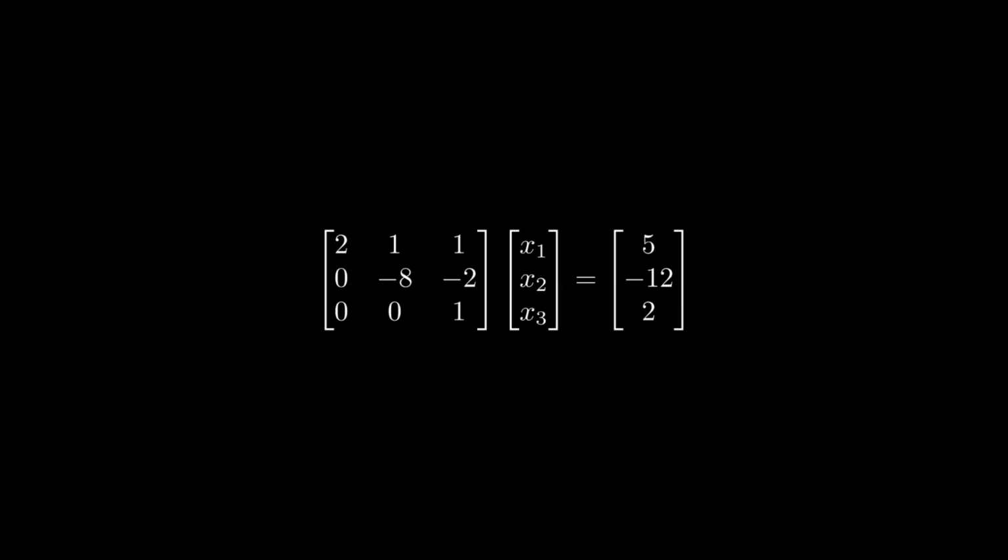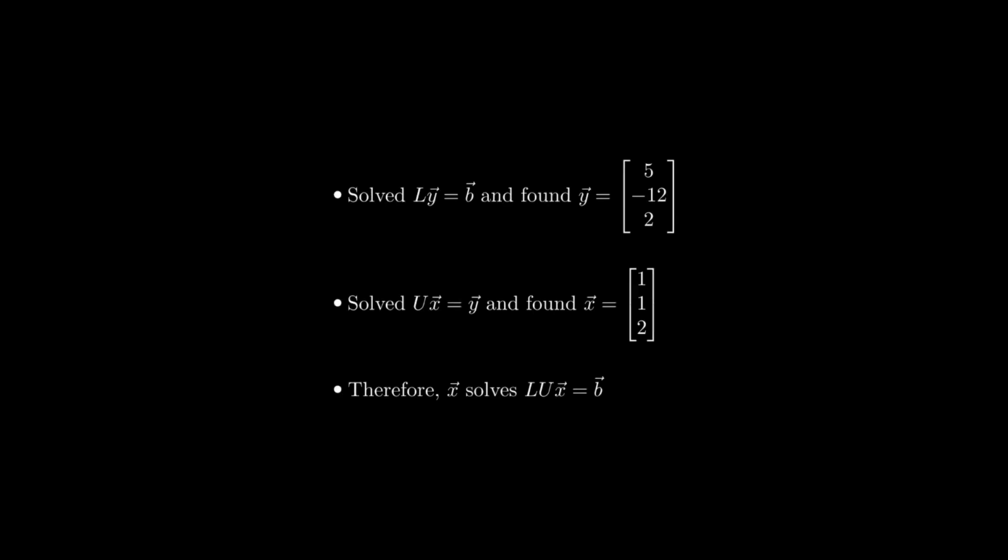Great. Now we know that the vector y is 5, -12, 2. So now we can solve UX equals y, where U is our upper triangular matrix, x is going to be our solution vector, and y is the vector we just found via forward substitution. Now, this is called backward substitution, but we can follow a very similar process, except we're going to go backwards. Now we're going to consider x3 first, which we know will be the value 2. And then we'll use that to solve for x2, which will be 1. And then we'll use x2 to solve for x1, which will be 1. So we end up with the vector 1, 1, 2.